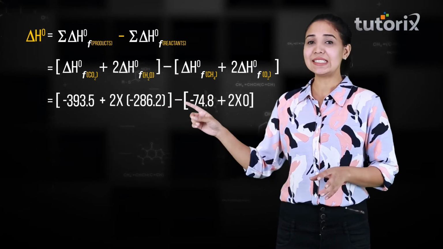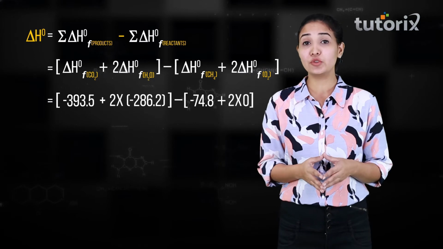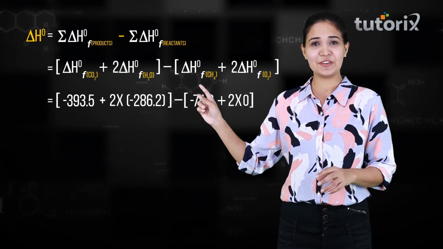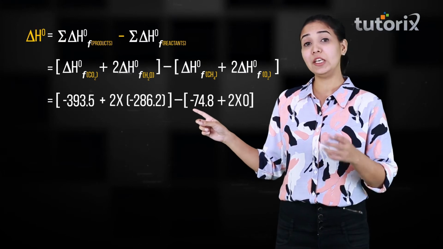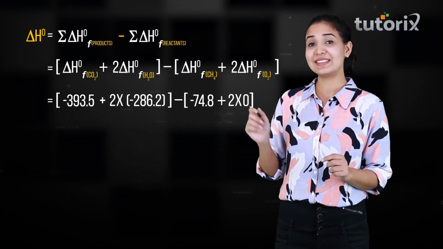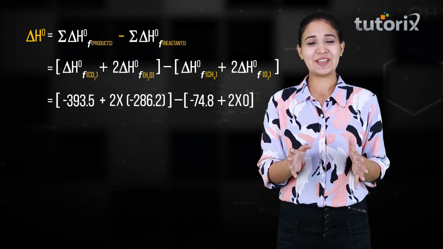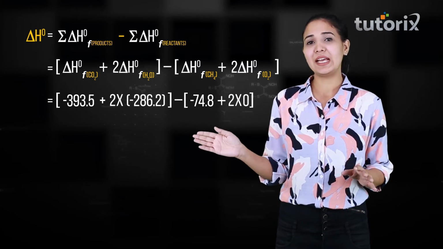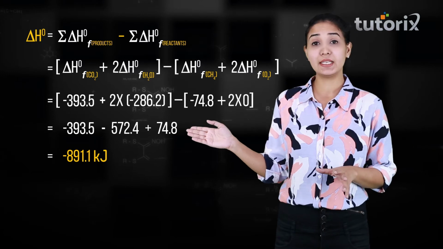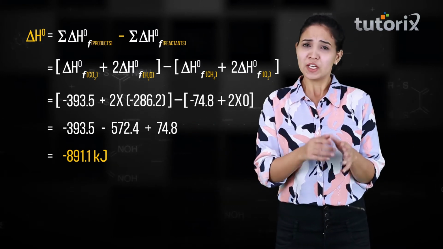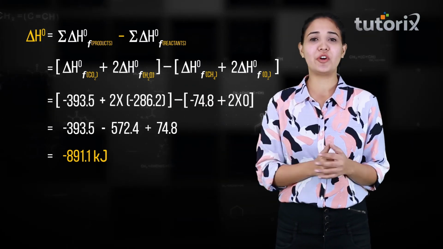Correct. Then minus the summation of reactant values. For oxygen, we know it is 0. Correct. We have done that. So we simply substitute the value for methane and write it in the formula. So guys, on substituting all the values and solving it, finally the value comes out to be minus 891.1 kilojoule. So this is how you have to approach all the questions.